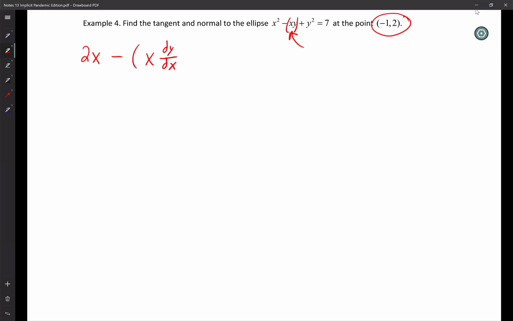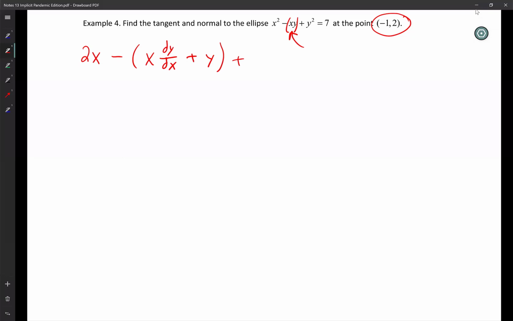dy/dx. It's just y prime. The derivative of y is y prime, right? Yeah, 1 dy/dx, plus the second times the derivative of the first. What's the derivative of x with respect to x? 1. Close it.